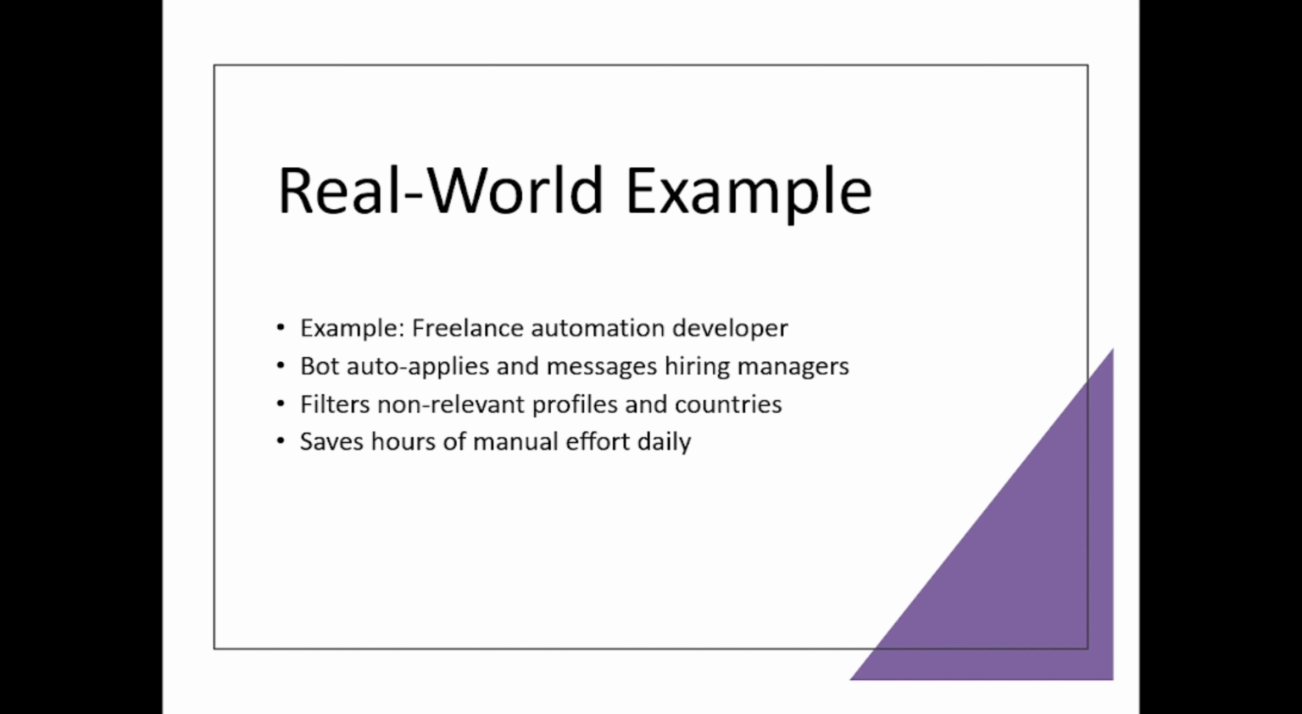So let's take a practical example. Say you are a freelancer looking for a remote automation job. You want to contact hiring managers, not recruiters, and only in certain countries like UK, US, or Canada. This bot will search for jobs based on your keywords, apply the right filters, skip recruiters and unwanted regions, and send customized outreach messages to decision makers automatically. So it saves you hours of manual effort and increases your chance of getting responses.